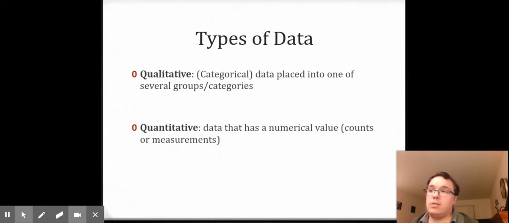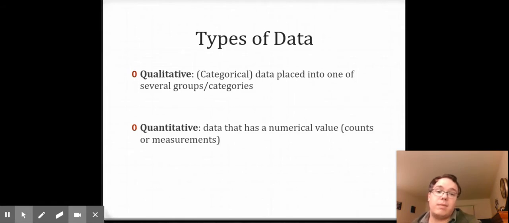Types of data. There are two ways to look at data. The first way is, is it qualitative or is it quantitative? So qualitative data is categorical. It can be placed into a category. So things that are categorical would be like your gender, the month you were born, your name, your race, all of those, your favorite kind of ice cream, all those types of things are categorical.